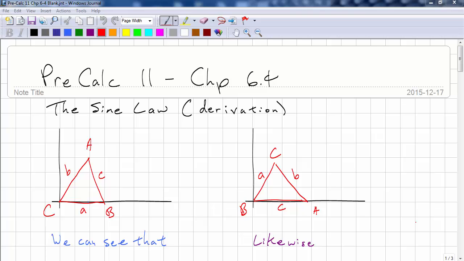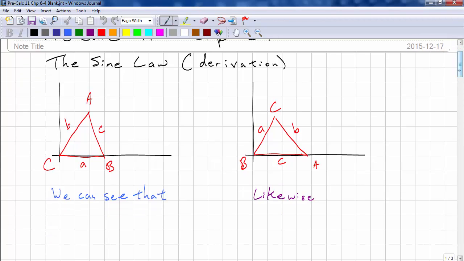This is Pre-Calc 11, Chapter 6.4. This time we're going to be looking at the sine law, and we're also going to be looking at the derivation. So the sine law is useful for all triangles, because not all triangles contain right angles.